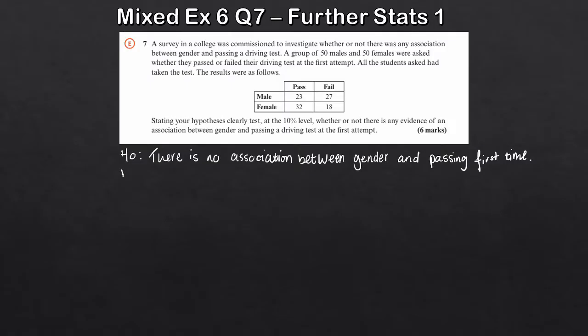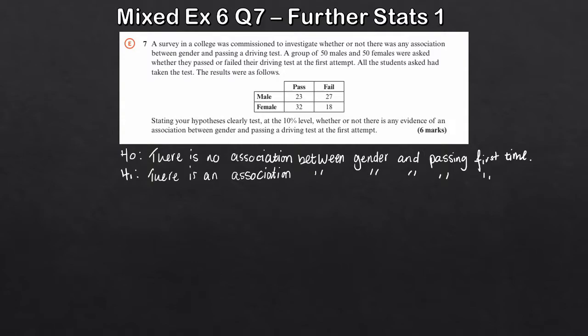Then your H1 is pretty much the exact same, but this time there is an association. I'm just going to write out "there is an association". You should still write out the rest of it, but just to save time I'm abbreviating. So we've got our hypotheses.